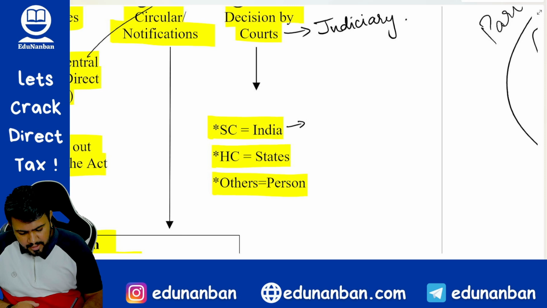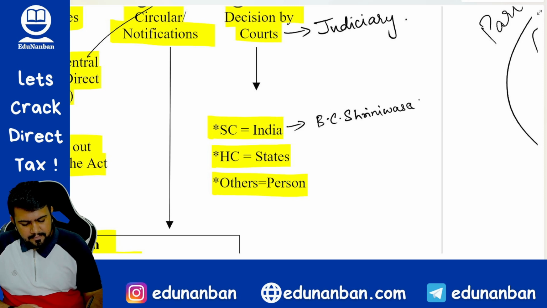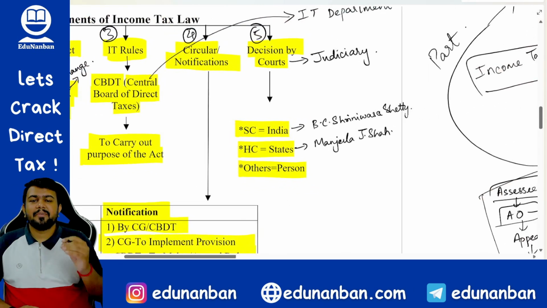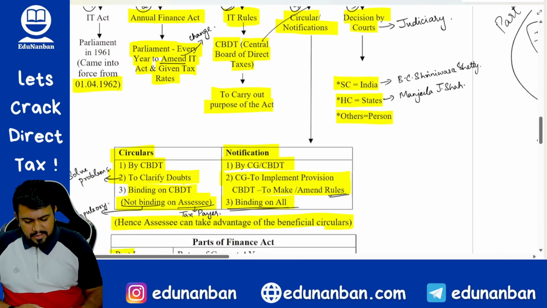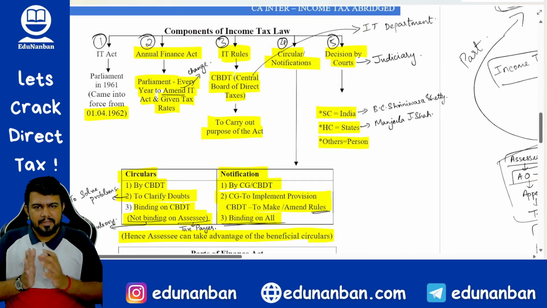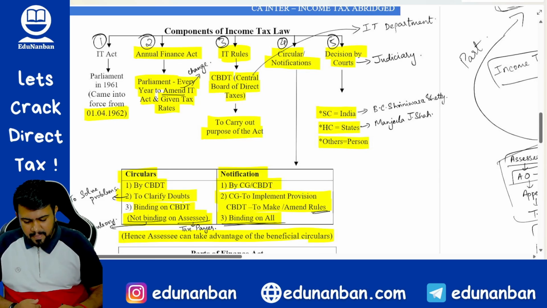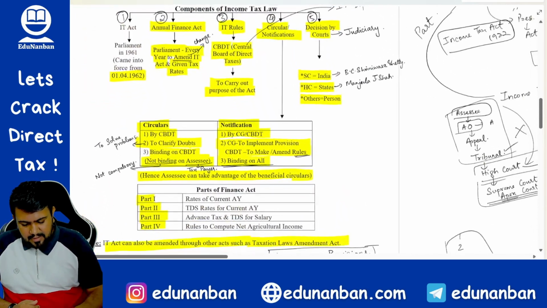Now, in Supreme Court, one case that we will be learning, which will be a part of our syllabus, is B.C. Srinivasa Shetty. And one High Court case that we will be learning is Manjula J. Shah. Whenever we read about these two cases, you will have even more clarity about the judiciary and how it is applicable inside the state or inside the country. So these are the components of income tax law, Kanna.